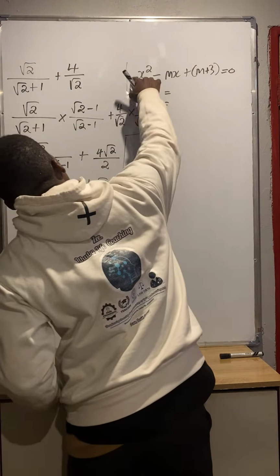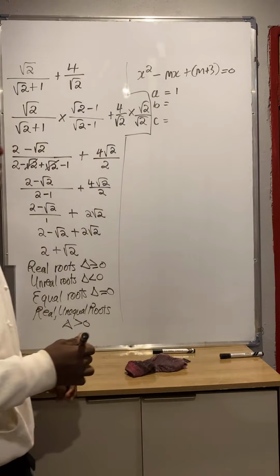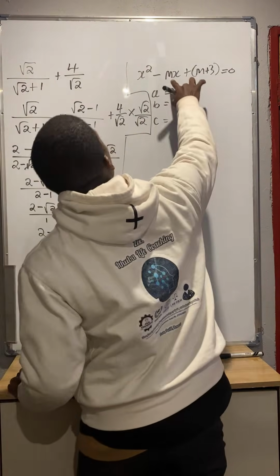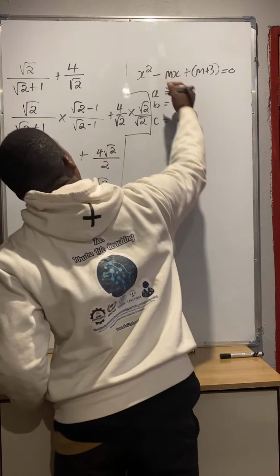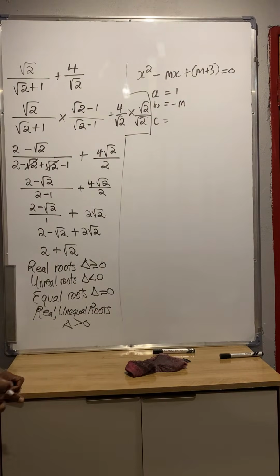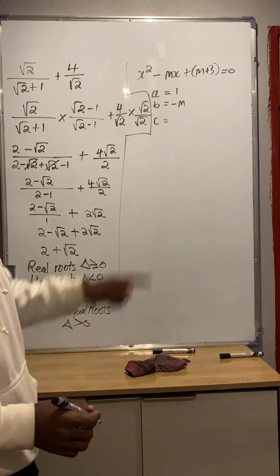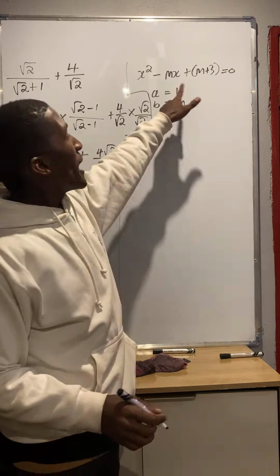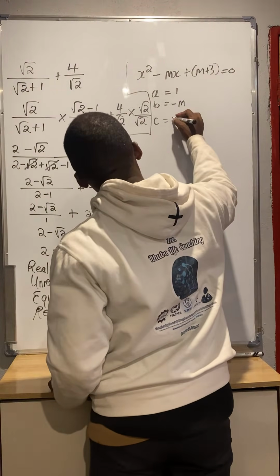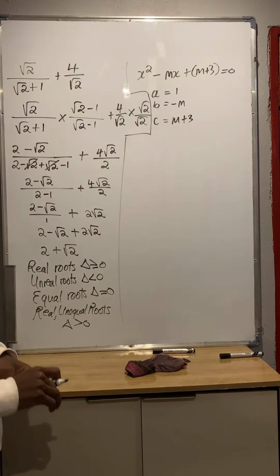Therefore, what is the coefficient of x squared here, family? It's 1. Then, what is the coefficient of x? The coefficient of x is minus m. Then C is any term that does not have x. The one that does not have x is m plus 3. That is our answer.